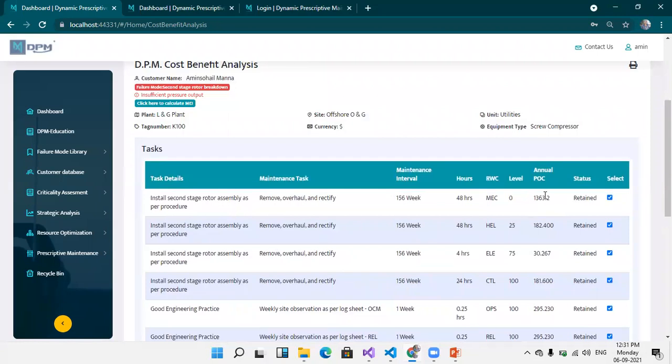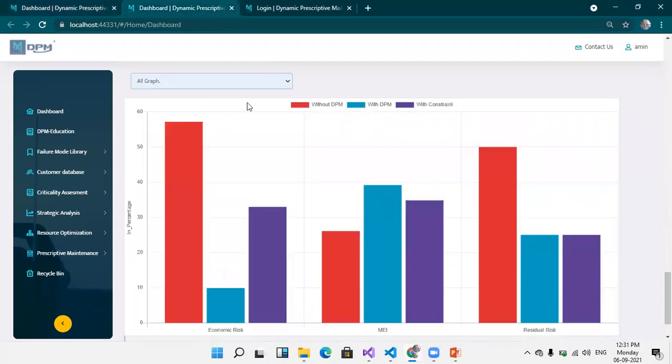Let's look at the graphical representation. There are three different parameters. The first one is economic risk. The second one is the maintenance effectiveness index. And the third one is the residual risk.